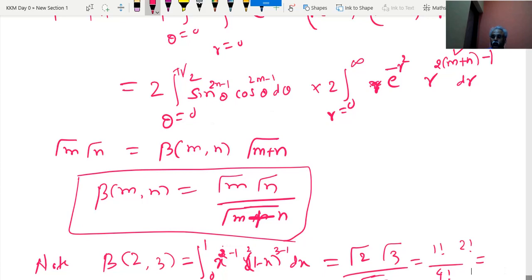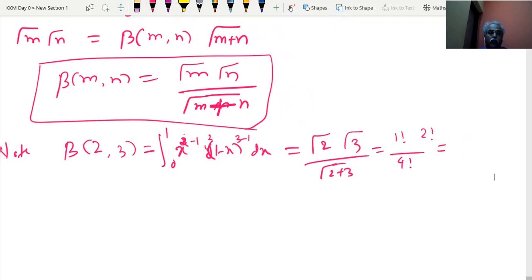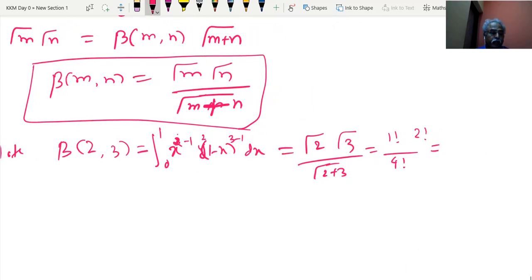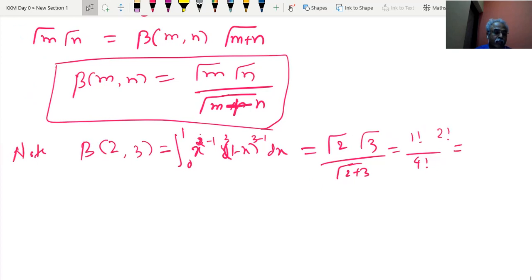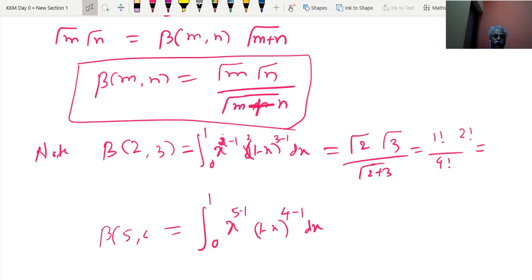Now, one more, just this type of example. Suppose I were asked to find integral 0 to 1, x raised to 5 minus 1, 1 minus x raised to, again, 4 minus 1 dx. In a usual fashion, not easy, but this is recognized as beta 5, 4. But beta 5, 4 is gamma 5, gamma 4 by gamma 9. Which is 4 factorial, 3 factorial upon 8 factorial, and we know the factorial terms.